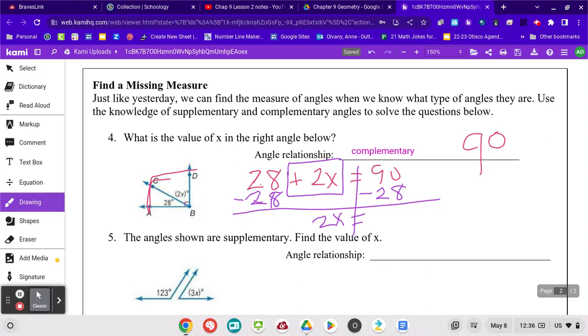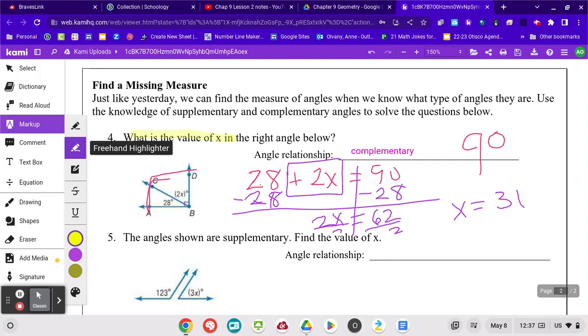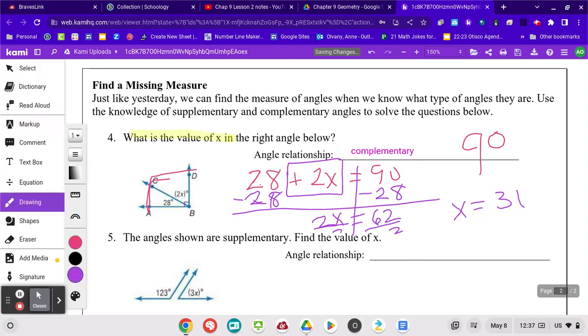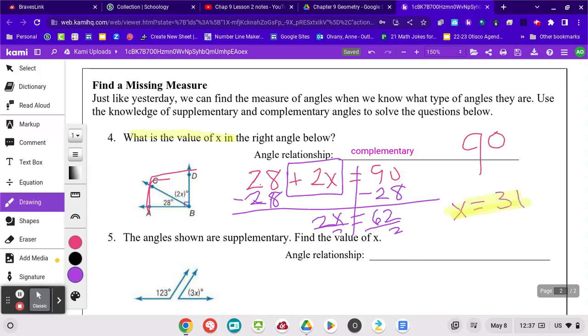90 minus 28 is 62. And I didn't write small enough. I'm going to divide both sides by 2 to get x equals 31. Now I'm going to go back and see if that's what they asked me right here. They asked me what is the value of x, and I did answer that question. X equals 31. Awesome.